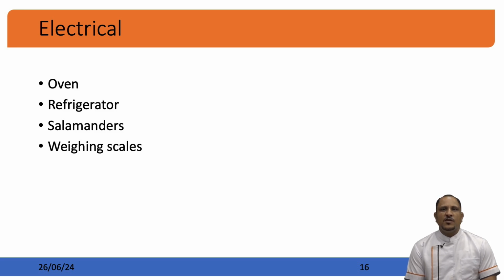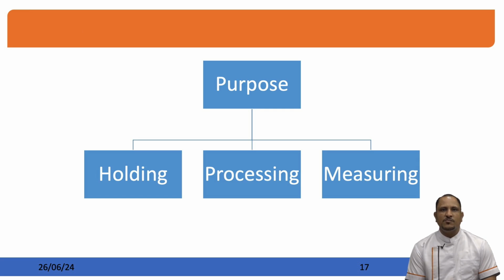So we have discussed the classification of equipment on the basis of size and on the basis of mode of operation. Let's talk about the third basis for classification of equipment, which is purpose. What is the purpose of equipment? On this basis also we have three subcategories of equipments. These categories are holding equipment, processing equipment and measuring equipment.